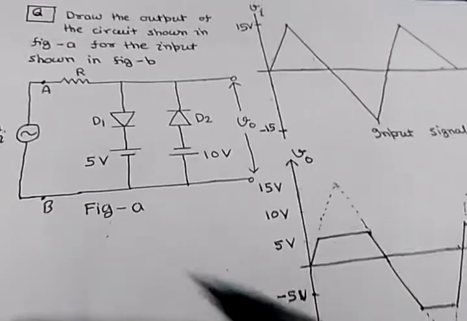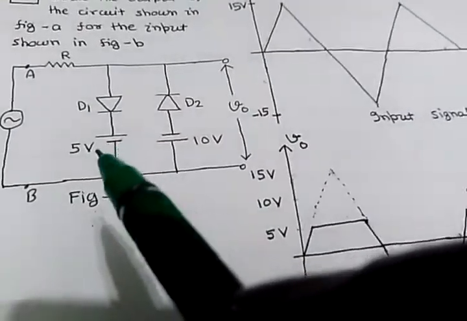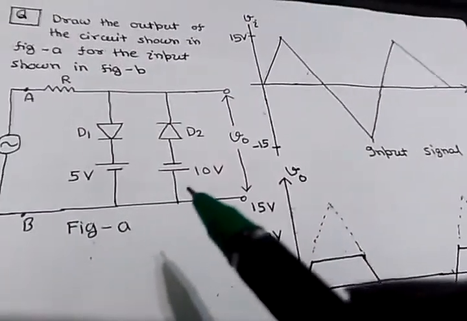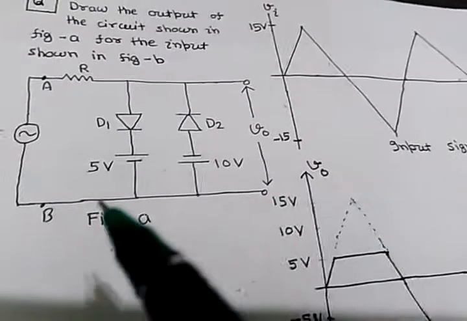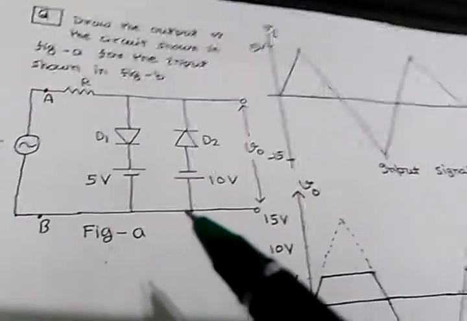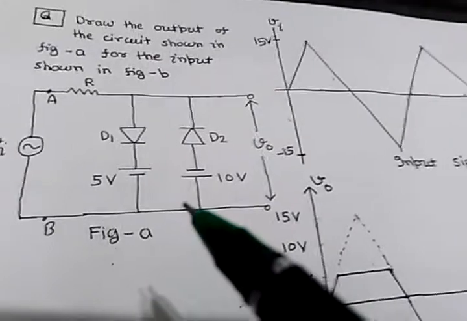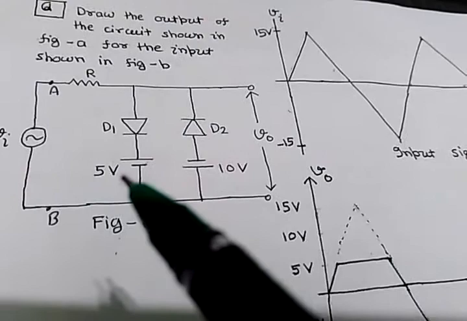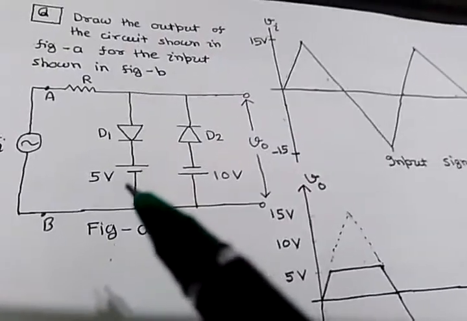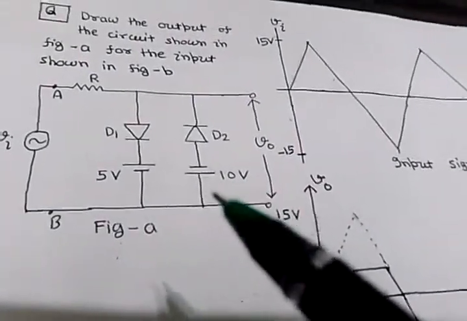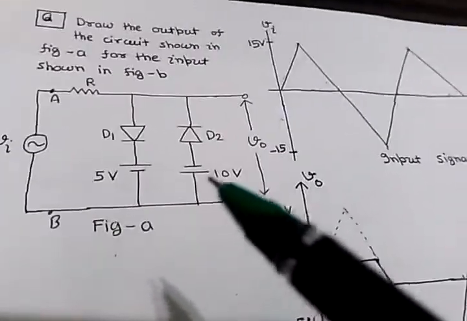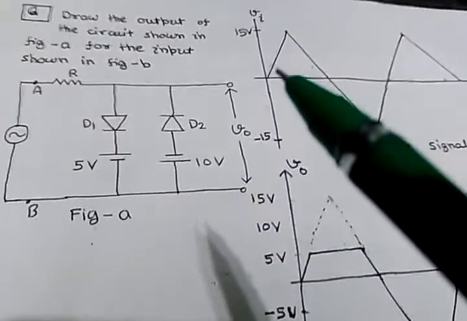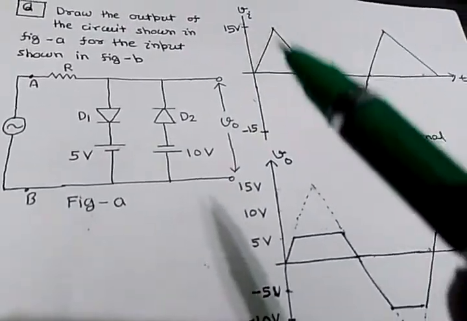In this clipper circuit, we have used two reference voltages. One is 5 volt and the second is 10 volt, but of opposite polarity. For each half cycle, we have to analyze the input signal. First, for input signal less than 5 volt, then input signal between 5 to 10 volt, and then input signal greater than 10 volt. So first we take the positive half cycle of the input signal, this part of the input signal.